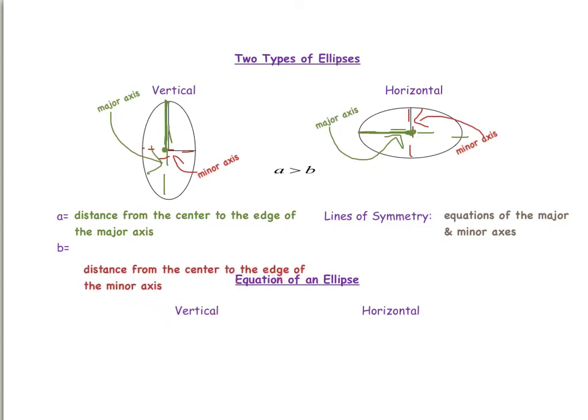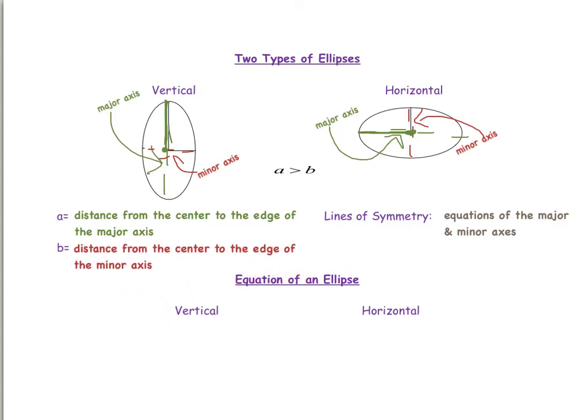B represents the distance from the center to the edge of the minor axis. So in the vertical ellipse, that would be from the center to the edge of that minor axis, right there. In the horizontal ellipse, that would be from the center to the edge of the minor axis there.